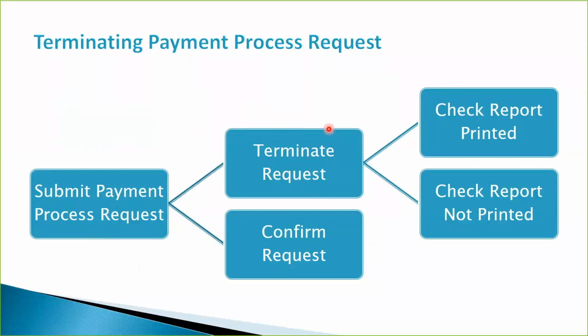Once you terminate the request, you will have these two options, which will determine your course of action. So sometimes you could terminate the request, and maybe you had already printed the check report on a check leaf, all right? So if that has happened, then there are some actions that you need to take. What are those actions that you need to take?